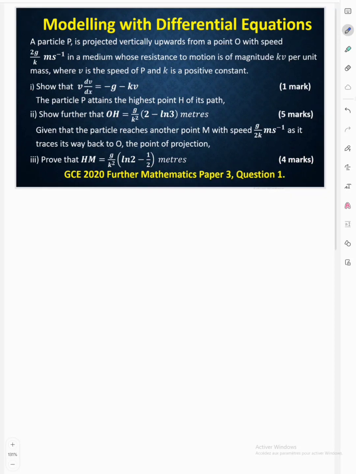Okay, we begin the solution straight away, but it's important to note that for questions that involve modeling with differential equations, you are going to be relying very much on integration. And it's important that we look at some standard formulae or methods of integration which will be very crucial in this question.